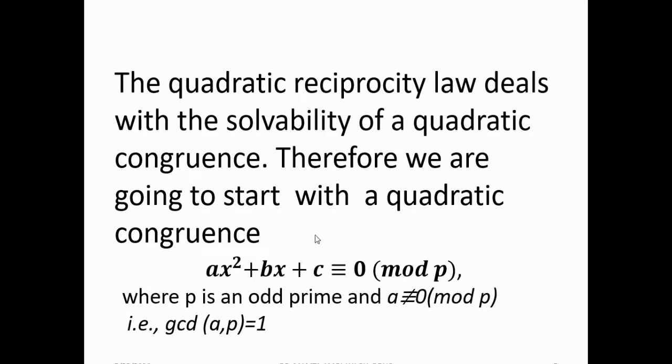So first of all, the quadratic reciprocity law deals with the solvability of a quadratic congruence. A quadratic congruence is like this: ax square plus bx plus c is congruent to 0 modulo p. Here we are considering modulo prime. So we are going to start with the quadratic congruence like this, where p is an odd prime and a is not congruent to 0 mod p, because this is quadratic, so a cannot be 0, and a and p, they are relatively prime.